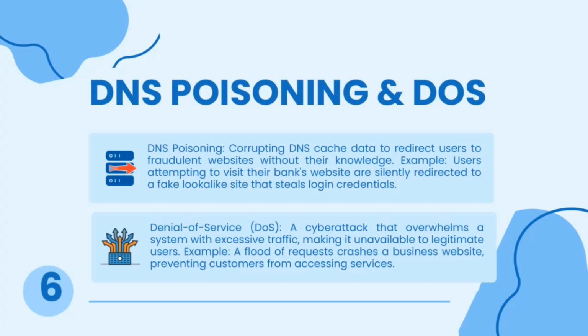Let's talk about two common cyberattacks: denial of service, or DoS, and DNS poisoning. A DoS attack floods a system with so much traffic, it simply can't keep up. Illegitimate users get locked out. Imagine a business website crashing just when customers need it most. DNS poisoning works differently. It corrupts the address book of the internet, redirecting users to fake sites without them realizing it. So, someone trying to visit their bank might end up on a scam site instead, putting their information at risk.